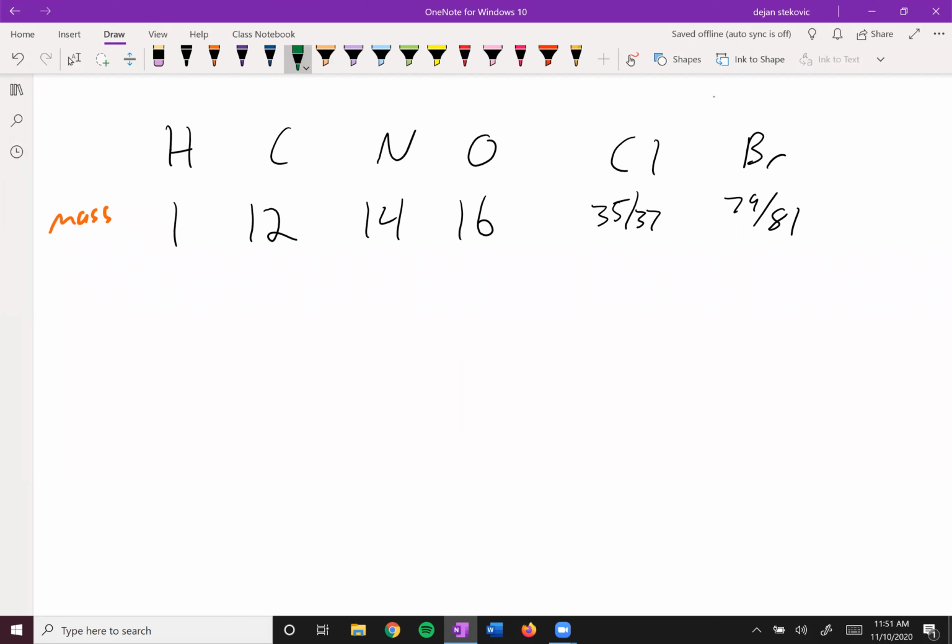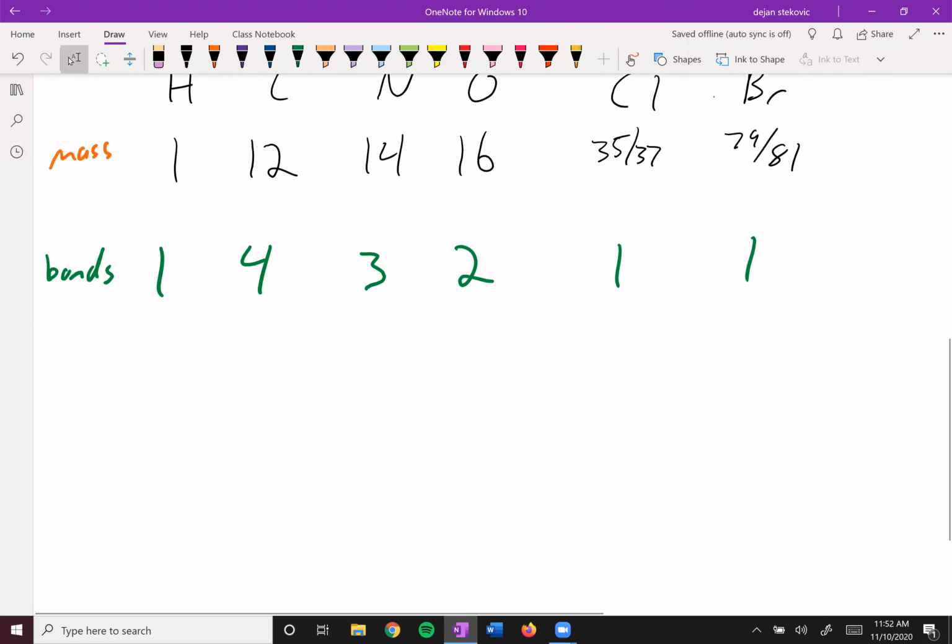So not only do we have to consider the mass of the atom, we also have to consider how many bonds it forms. And so hydrogen will only form one bond. Carbon will obviously form four. Nitrogen will form three. Oxygen will form two. Chlorine and bromine will each add one in general.